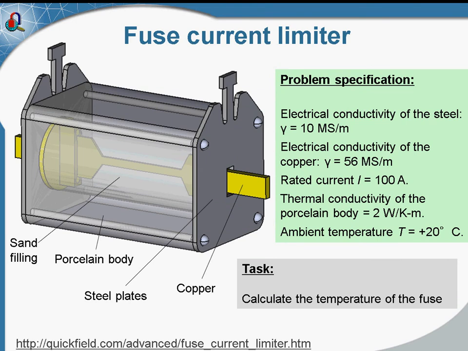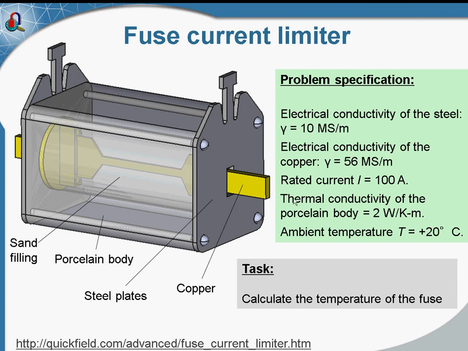Fuse current limiter consists of a porcelain body filled with the sand, two steel plates and conductors. Conducting parts are colored with yellow.